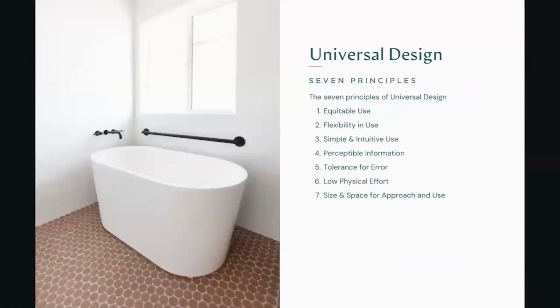So there's 7 principles of universal design. The first one is equitable use. The second is flexibility in use. The third is simple and intuitive use. The fourth is perceptible information. Fifth being tolerance for error. Sixth being low physical effort. And seventh being size and space for approach and use.